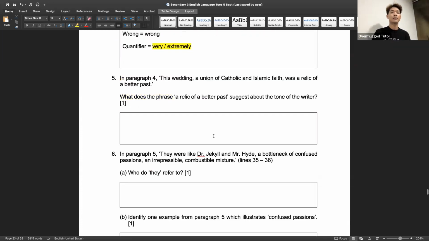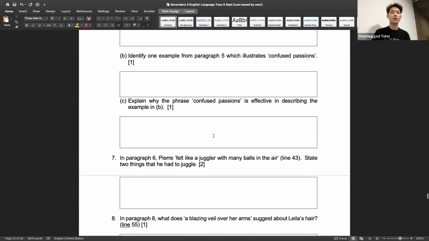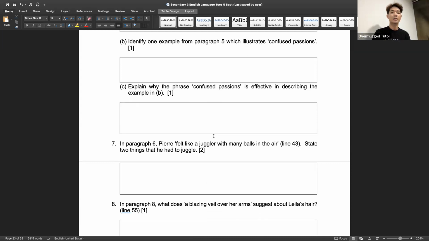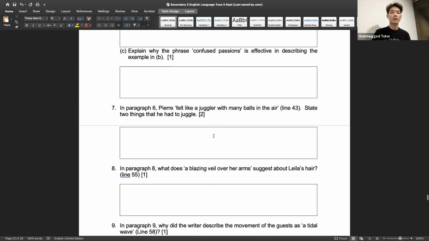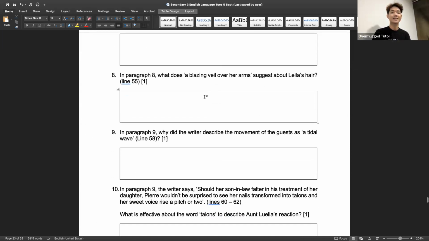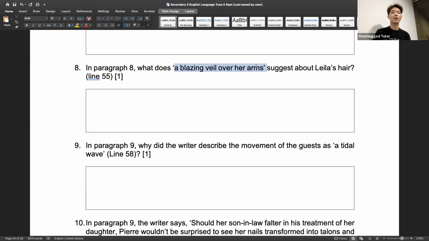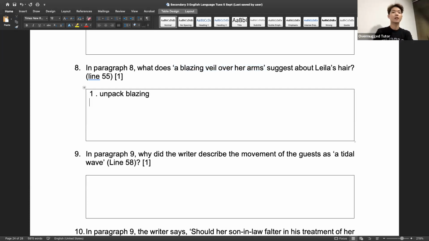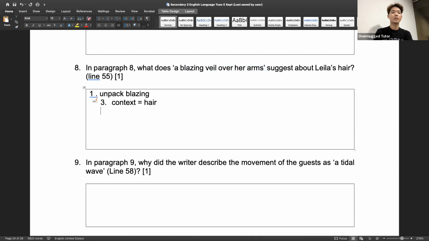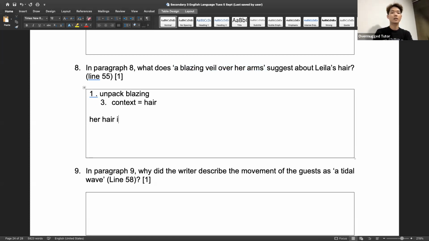Okay, moving on. I would like to look at question 8. What does a blazing veil over her arm suggest about the hair? Same thing. Unpack blazing. Context equals hair, right? Then you're supposed to say her hair is what? Okay, that's how you would do it.